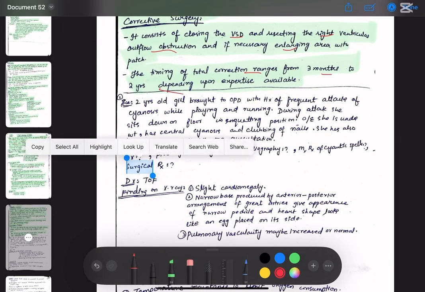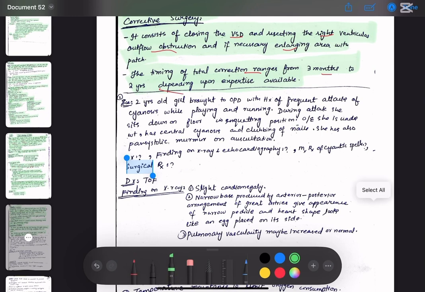Another scenario is that there is a 2 years old girl who is brought to OPD with a history of frequent attacks of cyanosis while playing and running. During attacks, she sits down on the floor in a squatting position, and she is underweight and has central cyanosis and clubbing and a pansystolic murmur on auscultation.